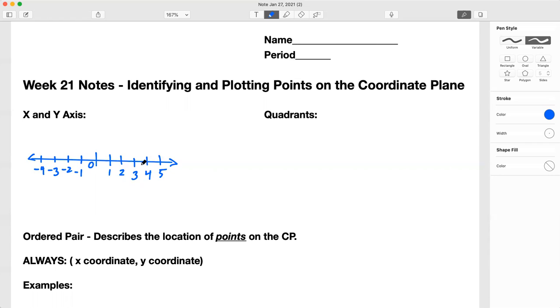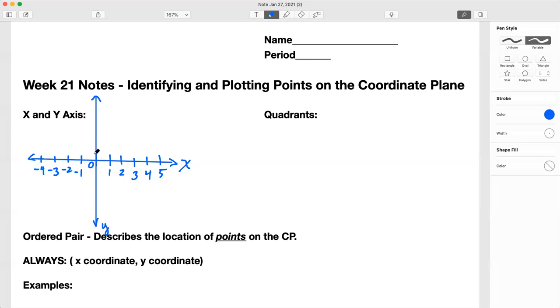Now, what if you had another number line that went vertical? Okay. So instead of just describing one dimension on a line, we have now two dimensions. And we're going to call these axis or axes. Axes is plural, but axis is singular. This is called the x-axis. This is called the y-axis.